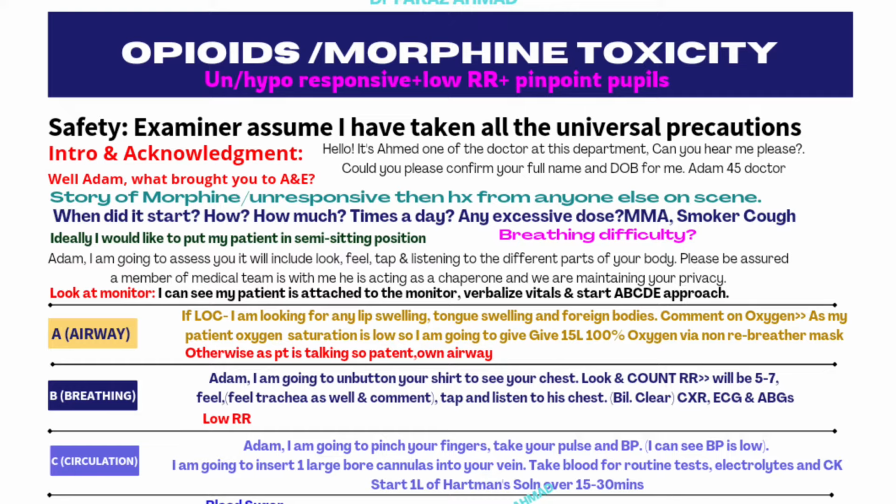So here is the important point. You will go to the patient and you will say, hello, it's Ahmed, one of the doctors working in the emergency department, can you hear me please? When you ask, can you hear me, the patient will give you a response. If the patient is giving you a response, it means the patient is conscious. If the patient is not giving you a response, then your next step will be a bit different.